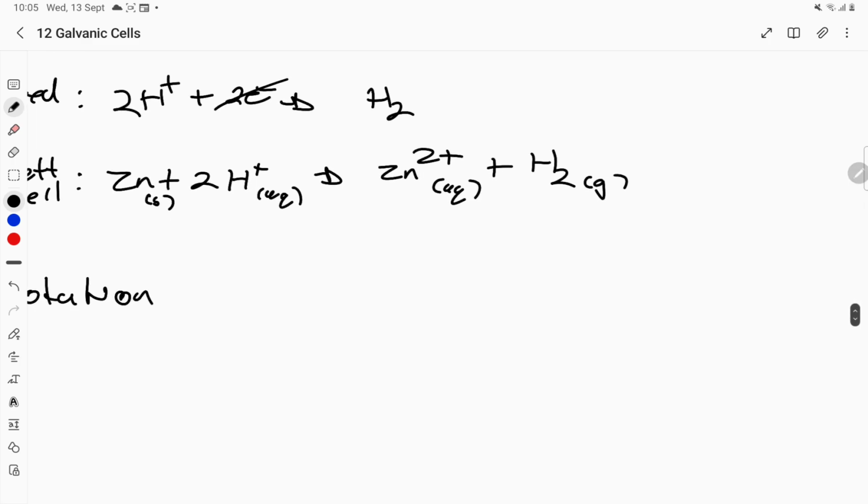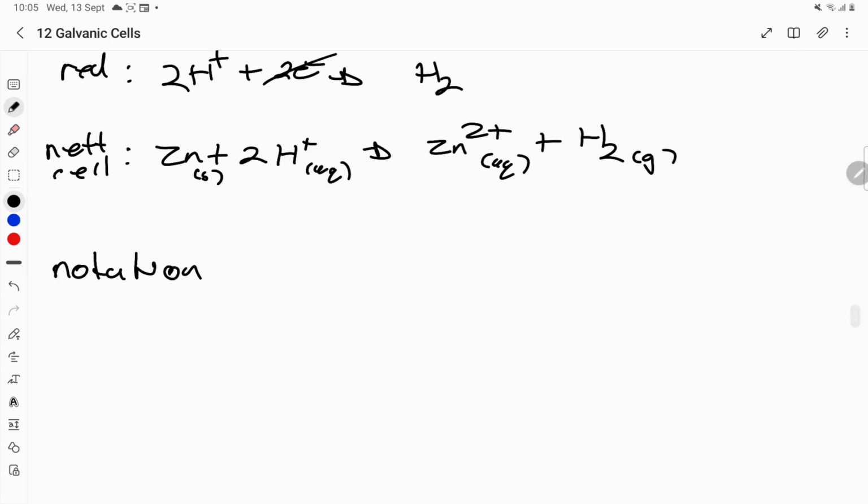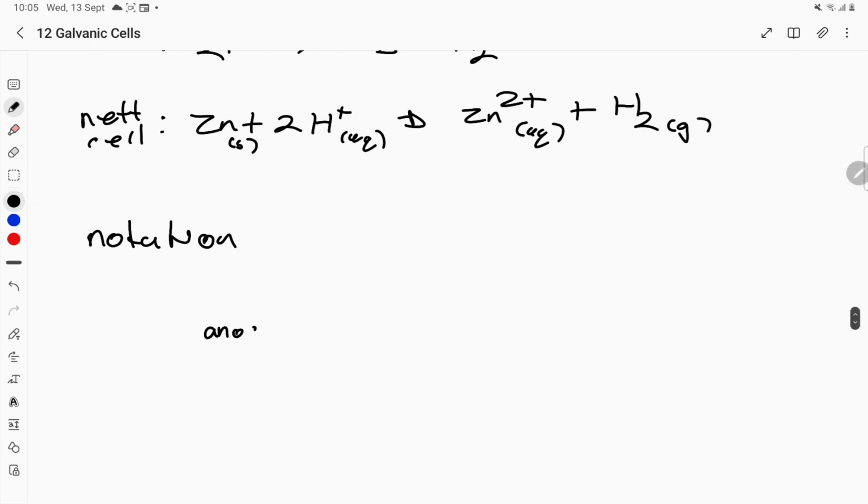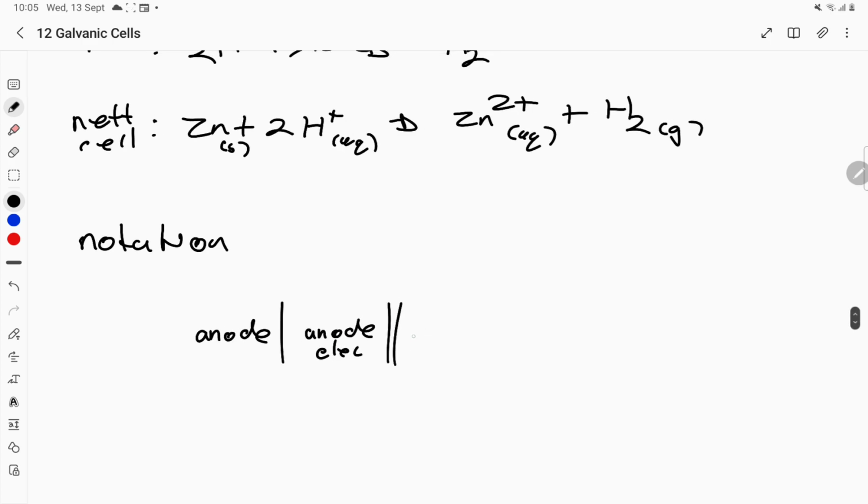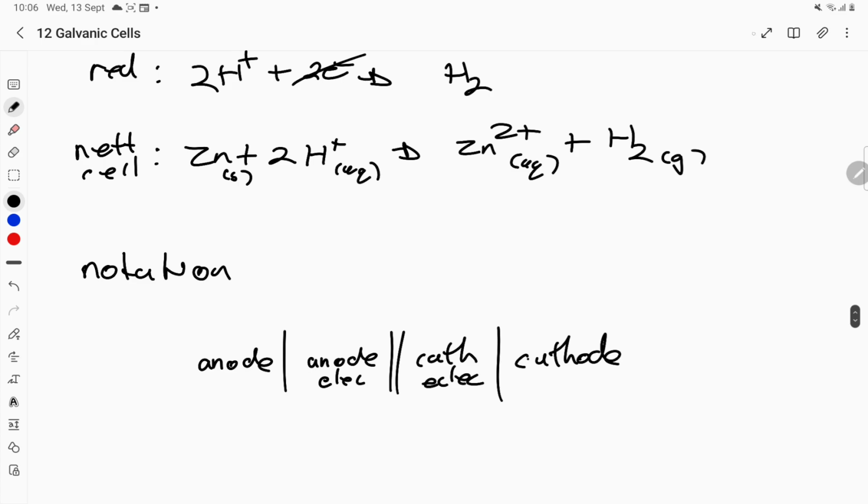Now, let's look at notation. So we said earlier, it is in alphabetical order, it is anode, in its anode electrolyte, salt bridge, and then we have the mirror image: cathode electrolyte into the cathode. And if there is a gas, which one of these are, we'll take a look now.